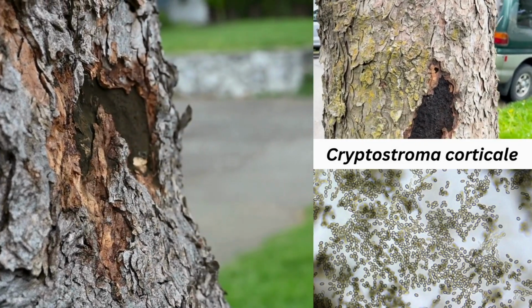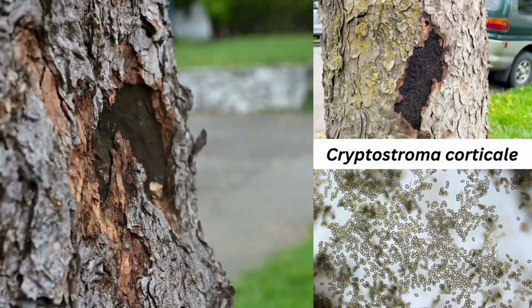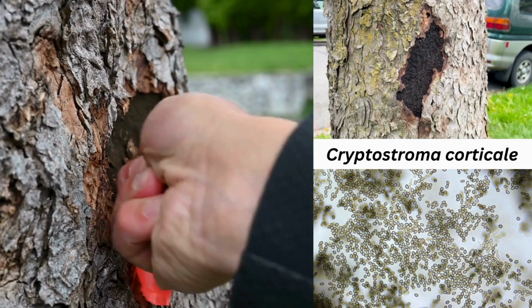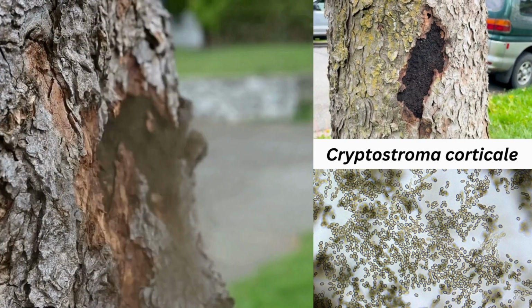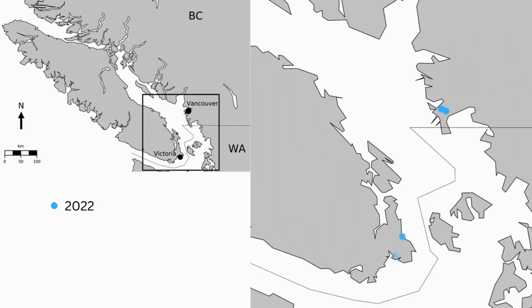Sootybark disease, a new tree disease in British Columbia, is caused by the fungus Cryptostroma corticale. The disease was first found in 2022 in the Greater Victoria area and the Lower Mainland. It has been found on sycamore, bigleaf maples, and a few other maple species.